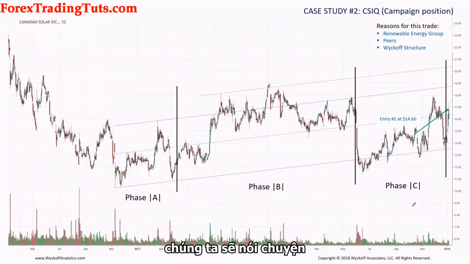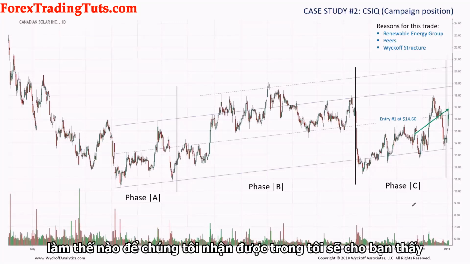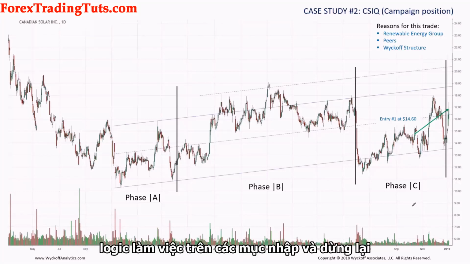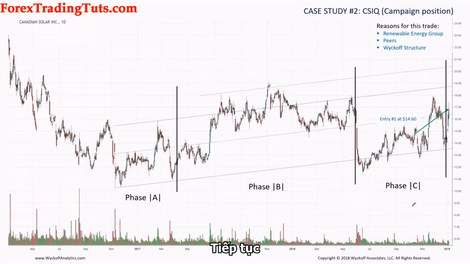We will talk in month number 4, in March, April, about tactics. How do we get in? I will show you the Wyckoff way, how his logic worked on the entries and stop losses and exits. And then in the practicum as a continuation, we will definitely talk about this proprietary technique that I'm going to show you.